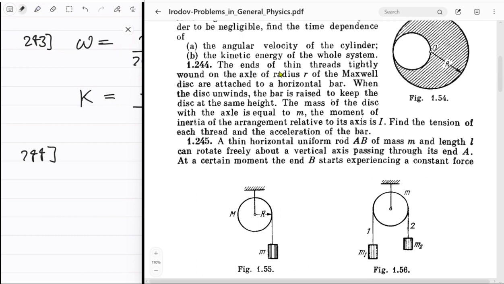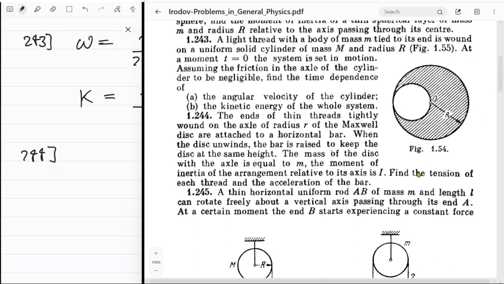The ends of a thin thread, tightly wound on the axle of radius r of Maxwell's disk, are attached. So no figure is given. What is a Maxwell's disk? I think this was a Maxwell's disk, right? This thing, was this the Maxwell's disk? Whatever. Are attached to a horizontal bar tightly wrapped on the axle.